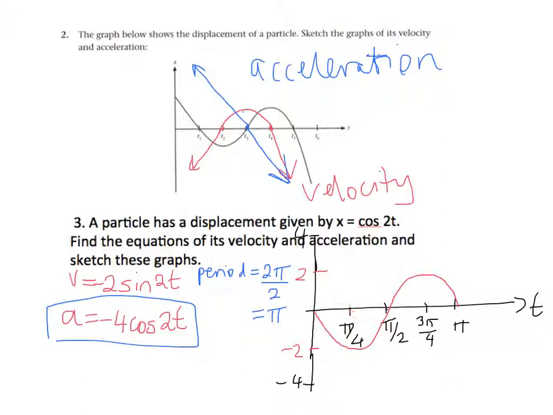So that is going to be our x-intercept. Up here at pi on 2, it's going to go all the way up to 4. At 3 pi on 4, it's going to be down to 0, and at pi, it'll be back down to -4. So there's our graph of the acceleration of the particle. Okay, and maybe let's label those graphs as well.